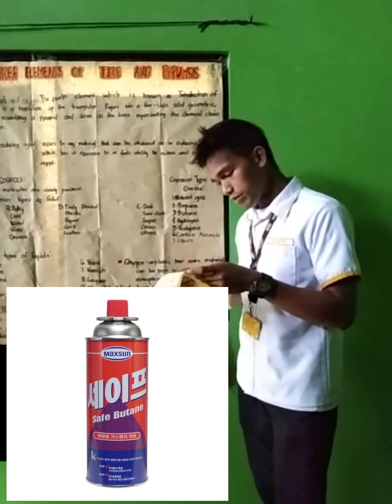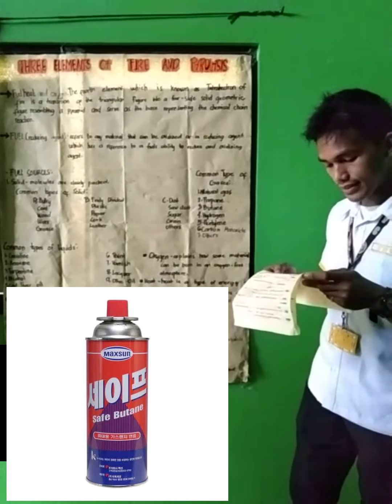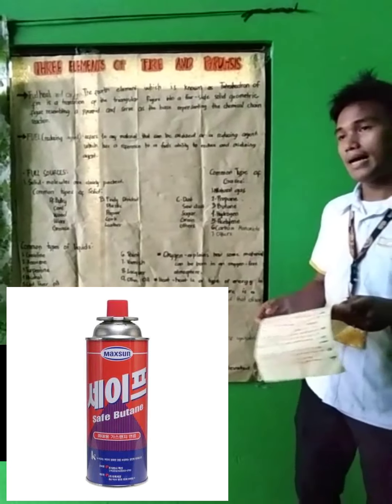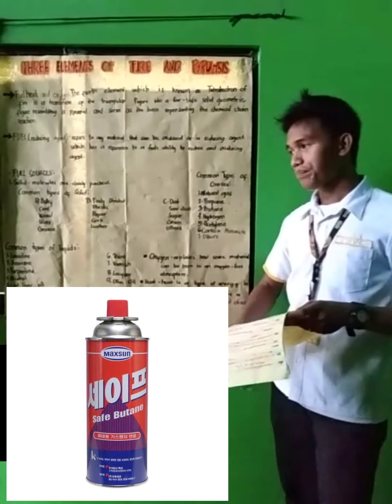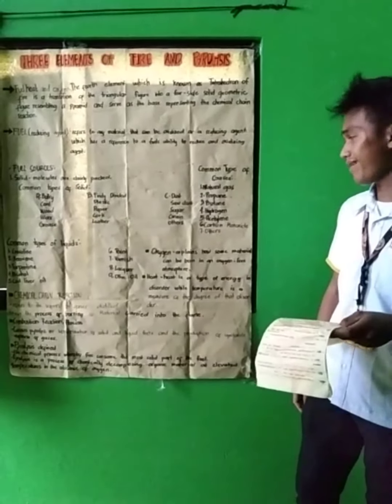Next, butane. Butane is a hydrocarbon and a highly flammable, colorless, odorless, and easily liquefied gas. Have you ever seen a portable gas stove? The butane fuels the portable gas stove in order to produce fire.